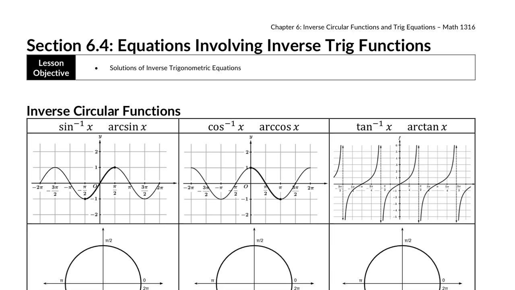Just like there are three basic trig functions, sine, cosine, and tangent, there are three basic inverse circular functions, or inverse trig functions, called inverse sine, inverse cosine, and inverse tangent. You can also see them written as arc sine, arc cosine, and arc tangent. It means the exact same thing.